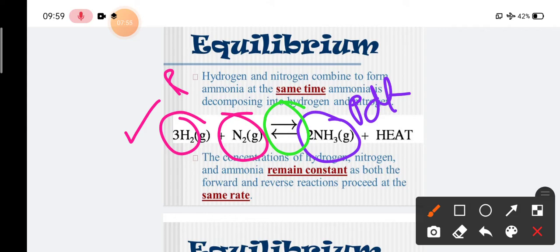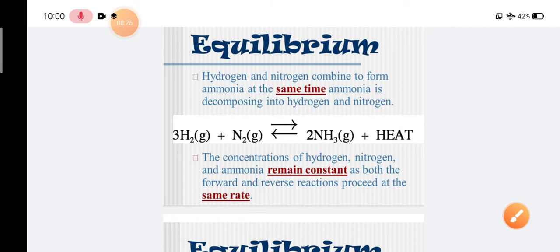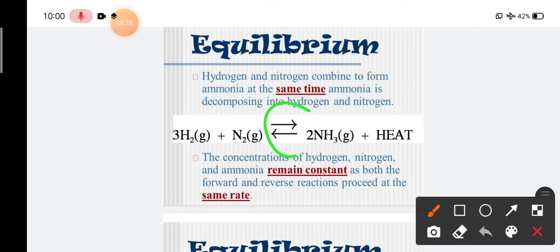This is the forward reaction, from reactant to product, and from product to reactant, that is the decomposition of NH3, meaning the NH3 will decompose and form N2 and H2, and this reaction is called the backward reaction. The rate of forward reaction and the rate of backward reaction will be the same. That is why it is called dynamic equilibrium, or chemical equilibrium. So this reaction holds good for chemical equilibrium, which is denoted by the equilibrium sign as well.